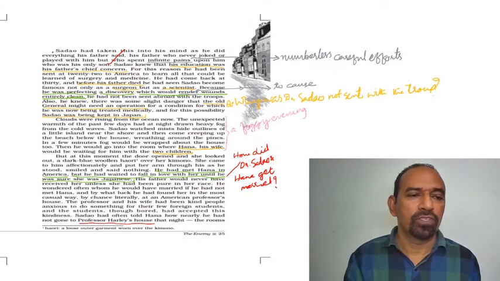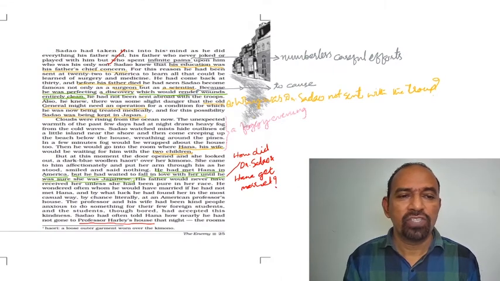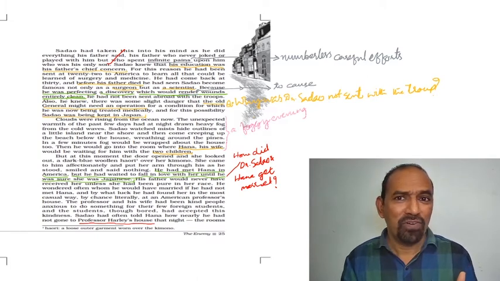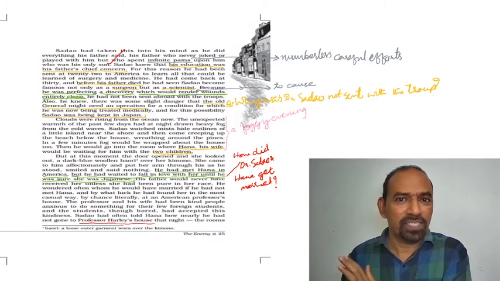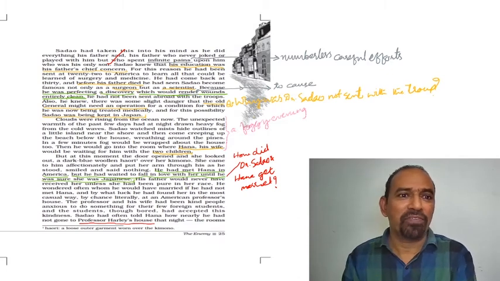Come to the second page. Sadao had taken this into his mind as he did everything his father said. His father never joked or played with him. That was the old style of bringing up children. Fathers used to stand away from their sons. Like that, he was brought up.